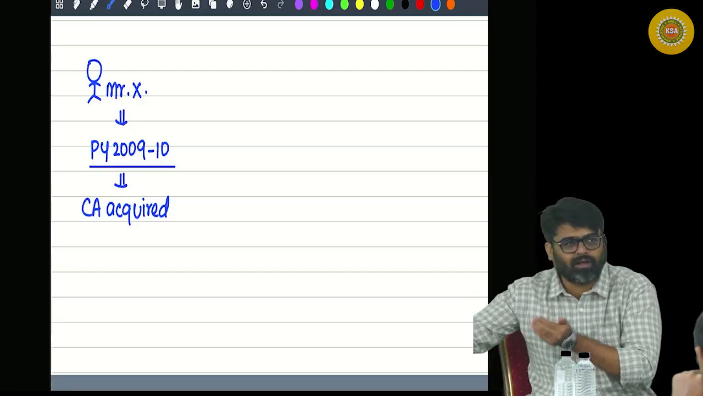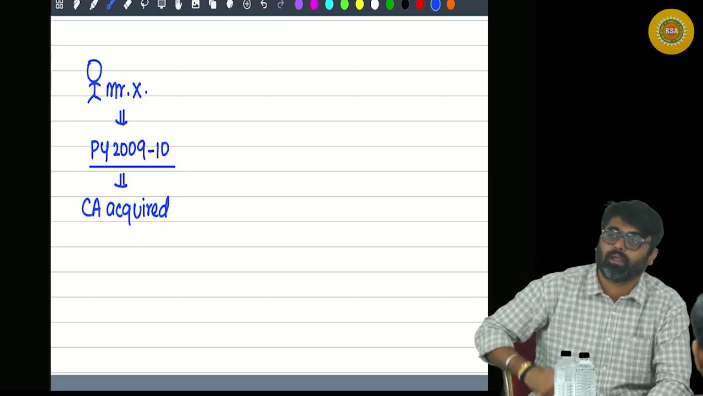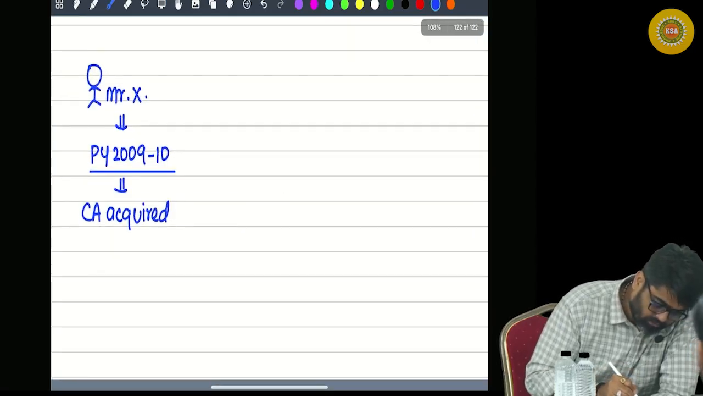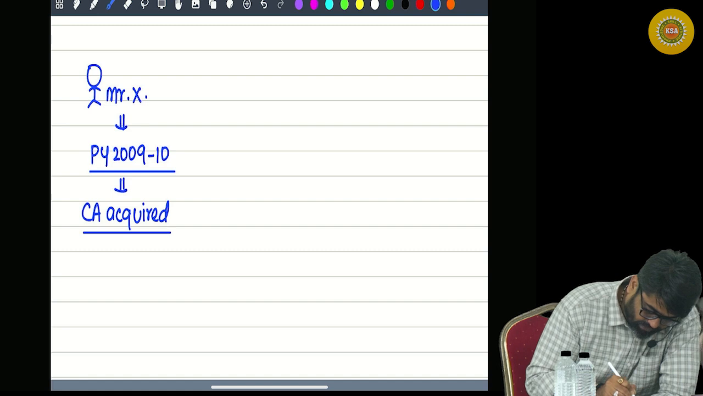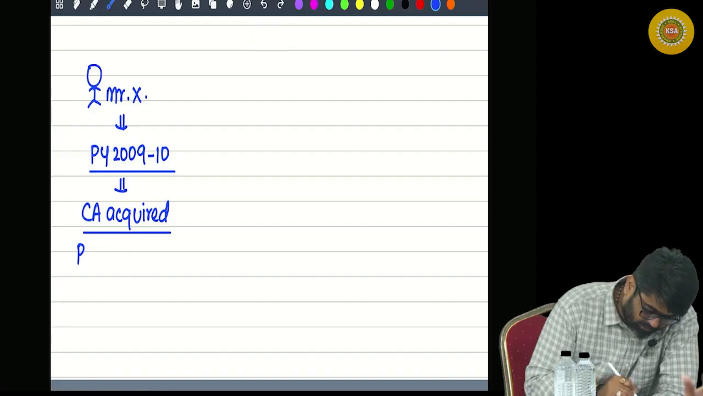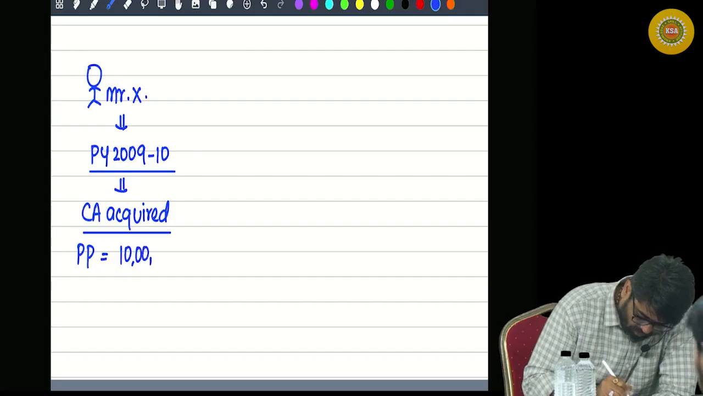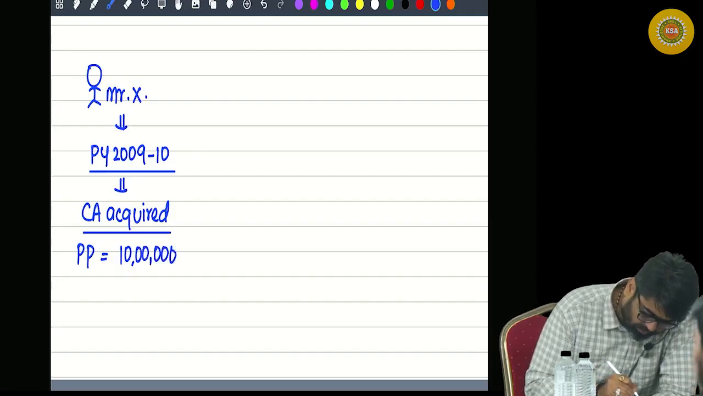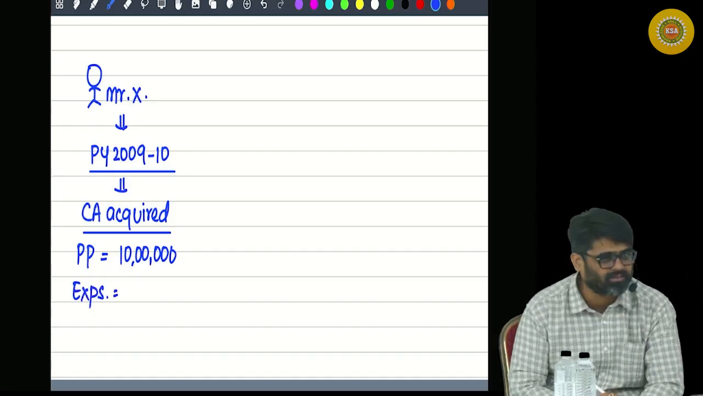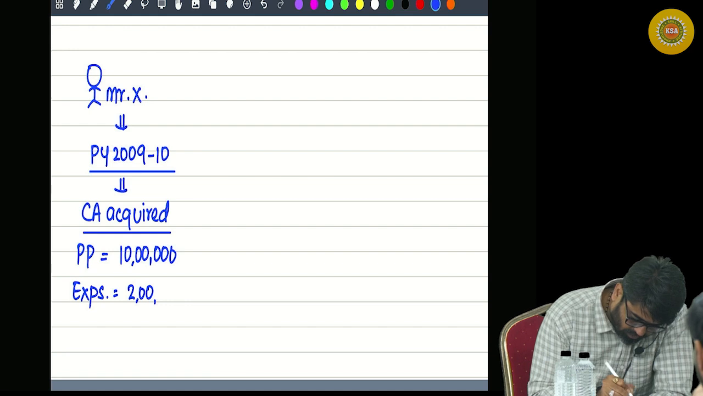Before transferring, he should have the capital asset, no? So from where will the capital asset come? He will have to first acquire it. Now, the capital asset was acquired, and at the time of acquisition the purchase price of the asset was 10 lakh rupees. And at the time of acquisition, some expenses were also incurred, like brokerage, registration charges, this, that. These expenses amounted to 2 lakhs.